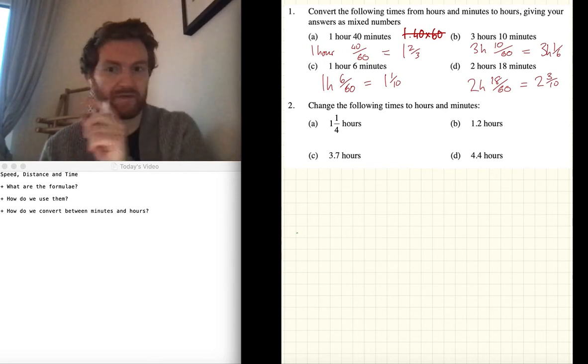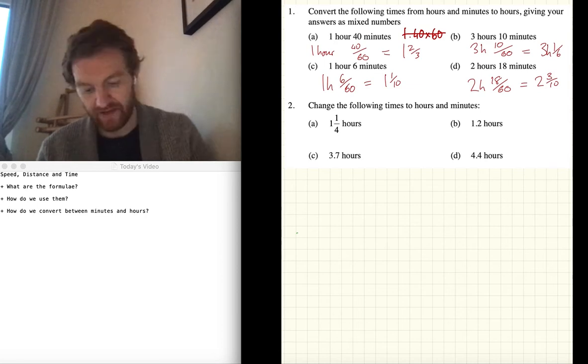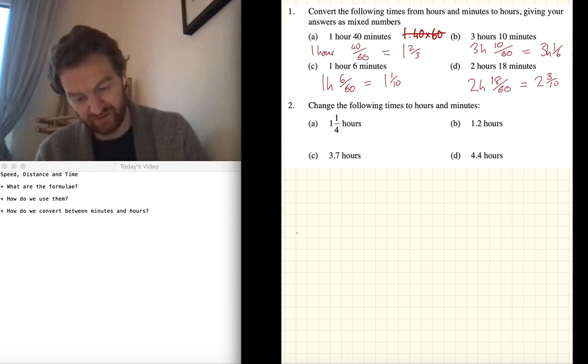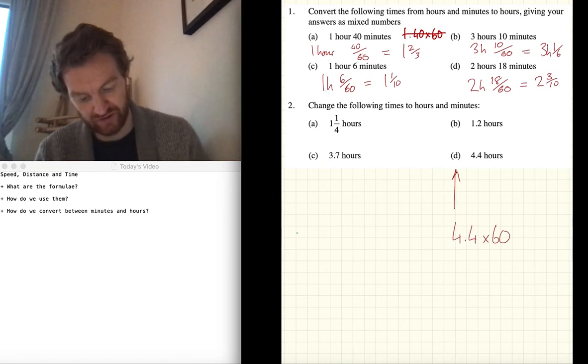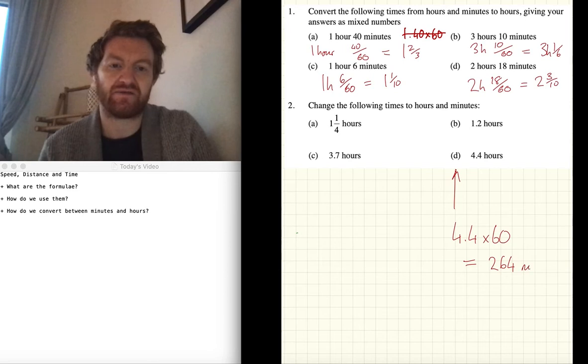You don't need to multiply the whole thing. If you multiply by 60, so for example for this one here, if you did 4.4 times 60, that would give you 264. But that's how many minutes you have. But it doesn't ask you for minutes, it asks you for it in hours and minutes.